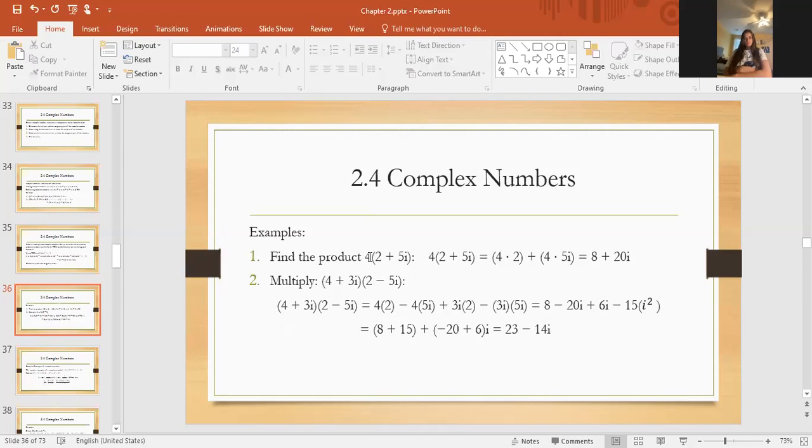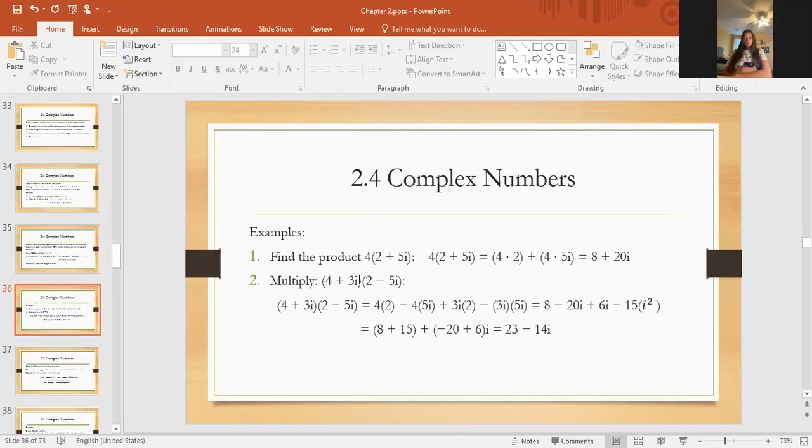Suppose we want to multiply a real number by a complex number like in this first case. We just multiply 4 times 2 plus 4 times 5i. That gives us 8 plus 20i. If we are multiplying two complex numbers, both having real and imaginary part, we use the formula that we had above. So we will multiply.